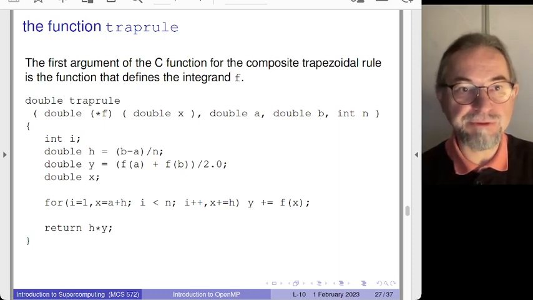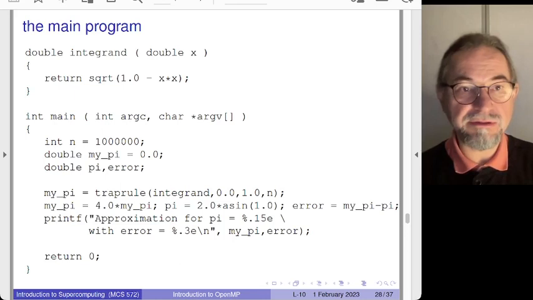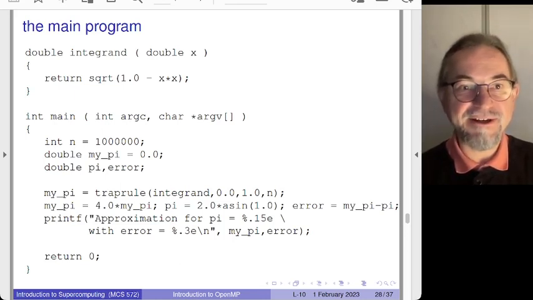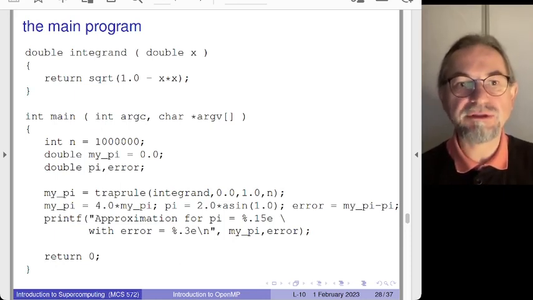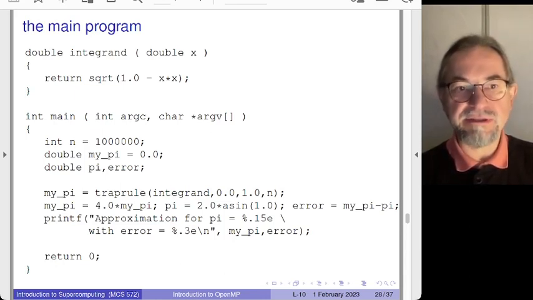Okay, so this is our trapezoidal rule. Then there is a main function, there is an integrand. So this is a little bit pedantic here. I define my integrand in a function, to define the square root of 1 minus x squared. So you see how the integrand is then being used within the trapezoidal rule.